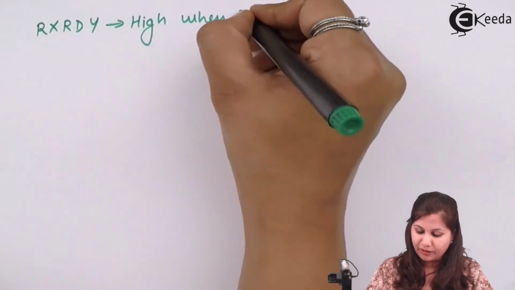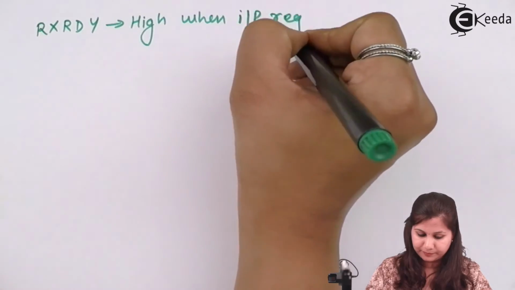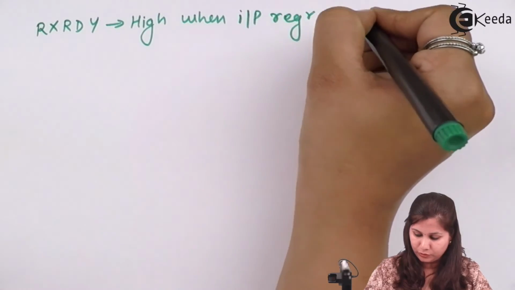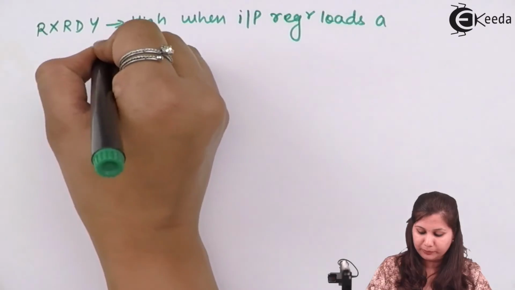It is high when the input register loads a parallel data into the buffer register.